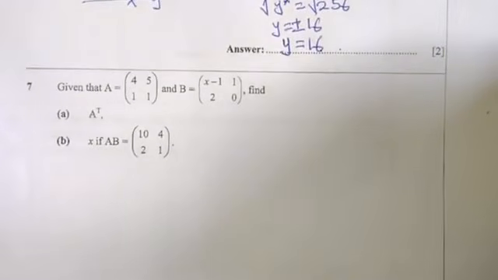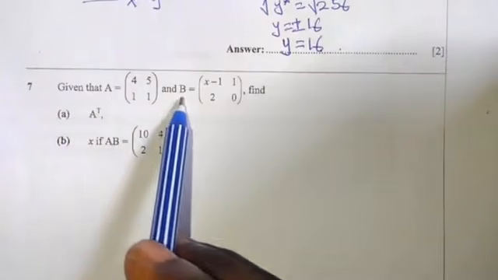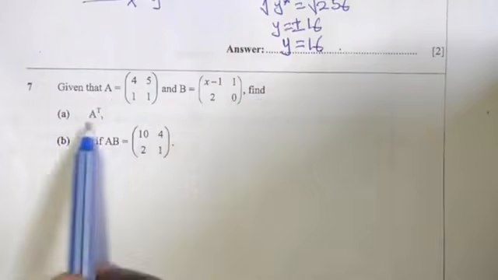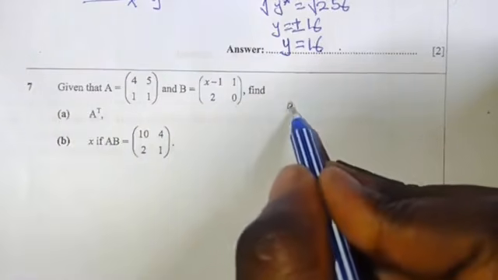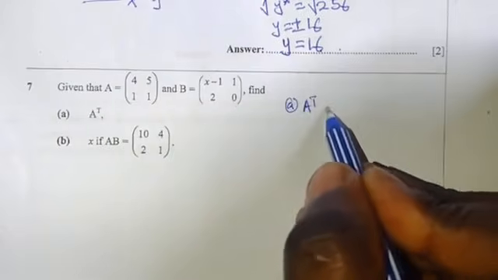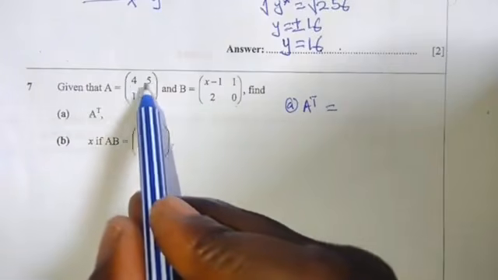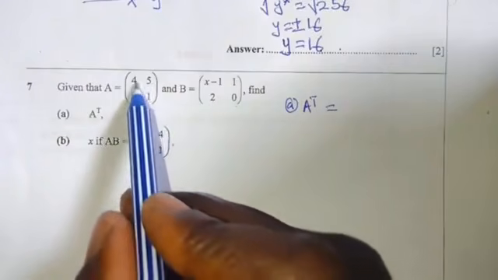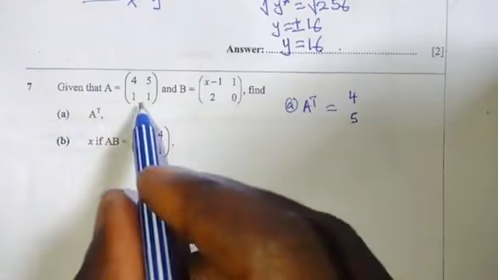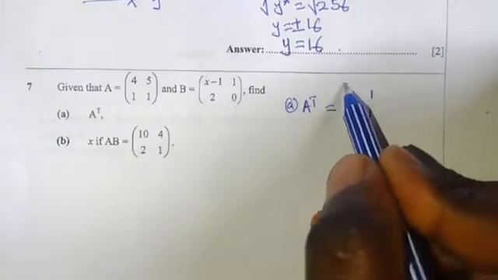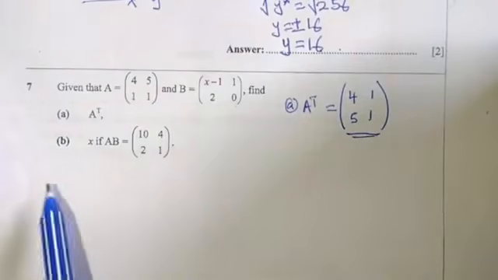Let us now move on to question 7. The question reads: given that matrix A is equal to this and matrix B is equal to this, find A transpose. To find the transpose of the matrix, A transpose equals, matrix A is this one, so a row will become a column. So 4, 5, this will be 4, 5. Then 1, 1, this will be 1, 1. So this is the transpose of matrix A.